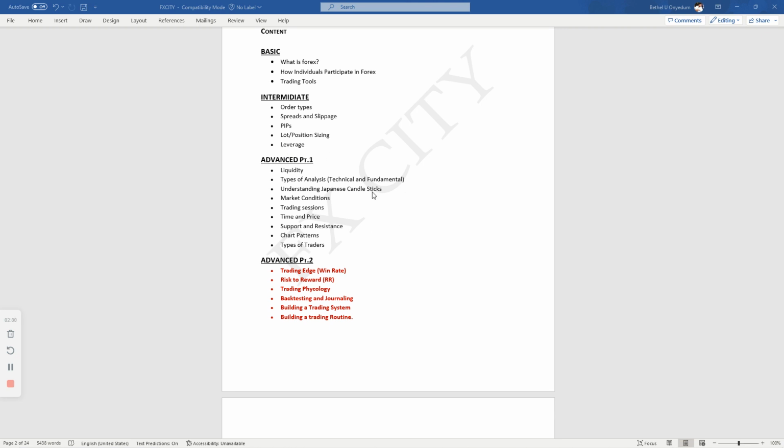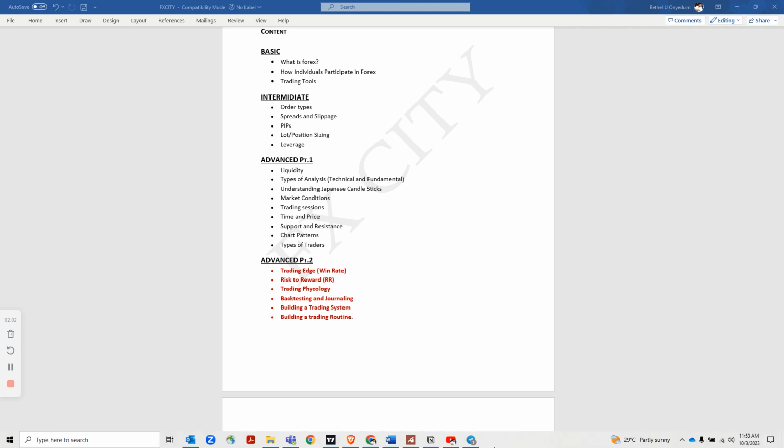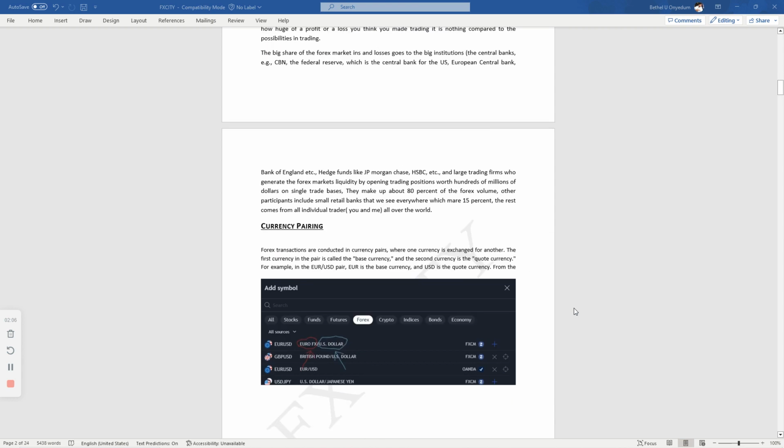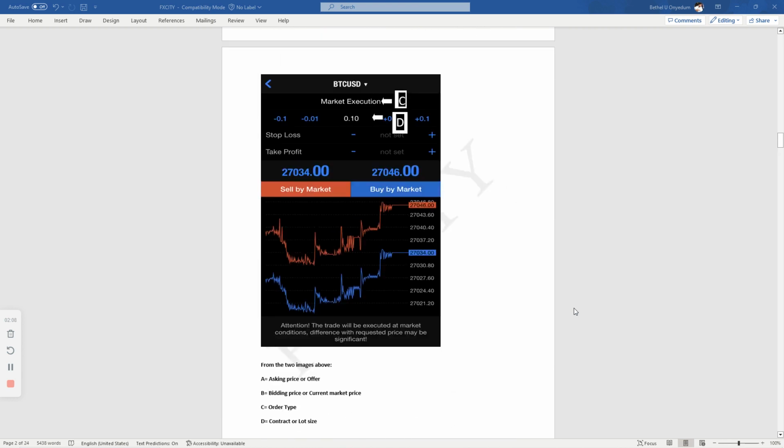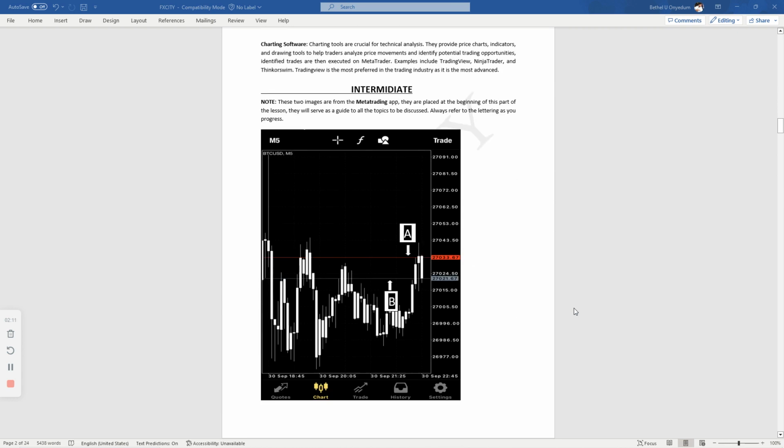So I'll be sharing both this and TradingView for more illustrations. So let's get into it. Yeah, okay, intermediate.